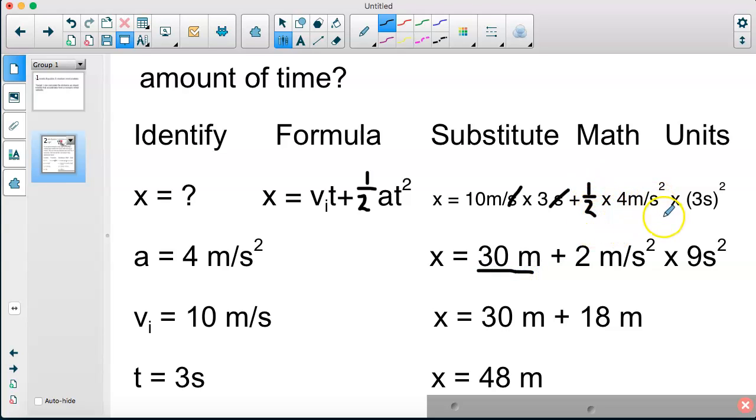1/2 times 4 meters per second squared is just 2 meters per second squared. And 3 seconds squared is just 9 seconds squared. When we multiply 2 times 9, our seconds squared cancel out, and we are left with 2 meters times 9, or 18 meters. And then it's just a matter of adding 30 plus 18 to get our final answer of 48 meters.